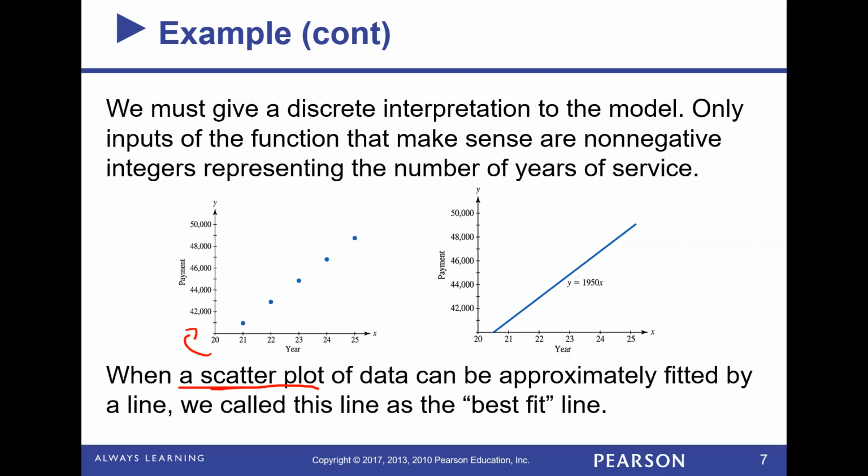Now we know, because we've already done all the math, that it's an exact model. But what if I wasn't sure if it was an exact model? What if I didn't take the time to find out what the slope was between all the different points? Well, that line that fits it is what we would call a best fit line.